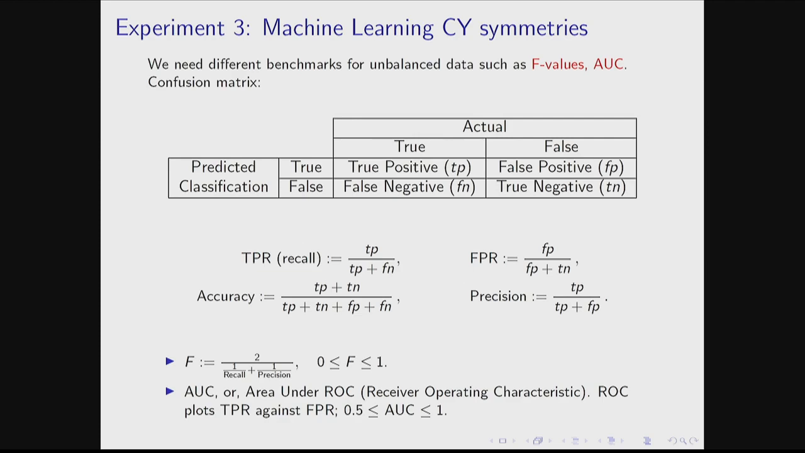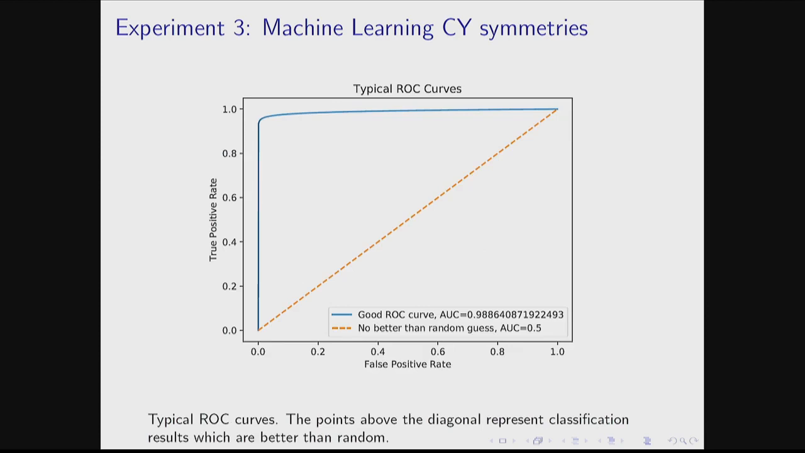So we used this confusion matrix, and we used F values and area under the curves. So the key point is that high F value and high area under curve is good. Low is bad. A typical area under the curve that is better than a random guess is the blue one, and the diagonal one is no better than random guess. And if you are in this region, why are you doing it at all?